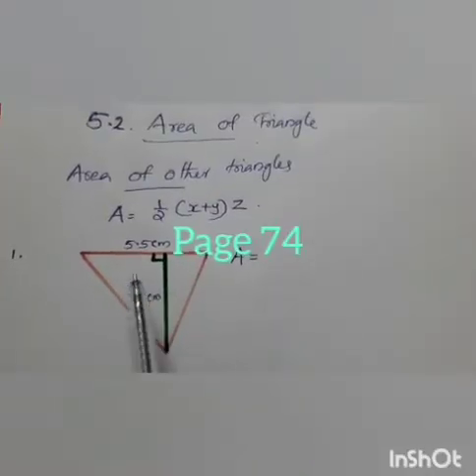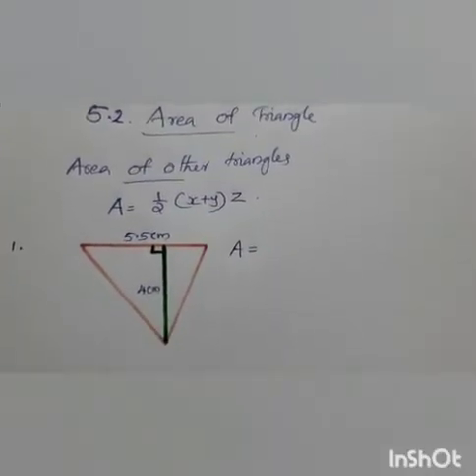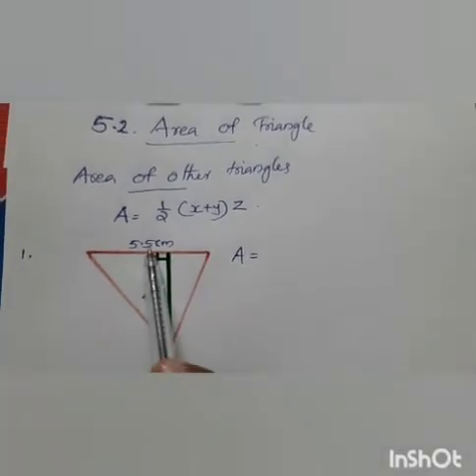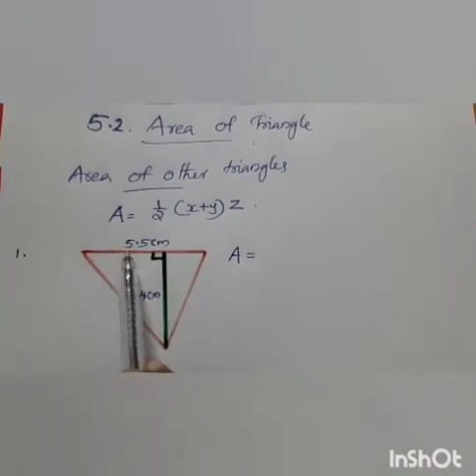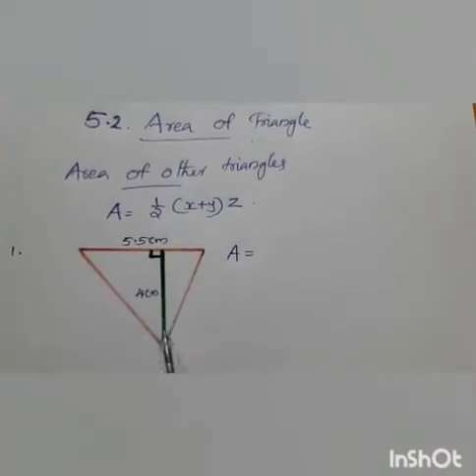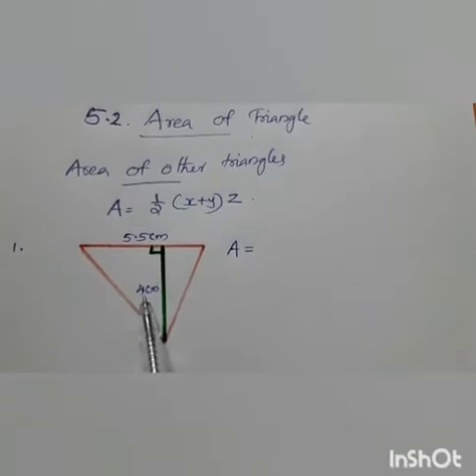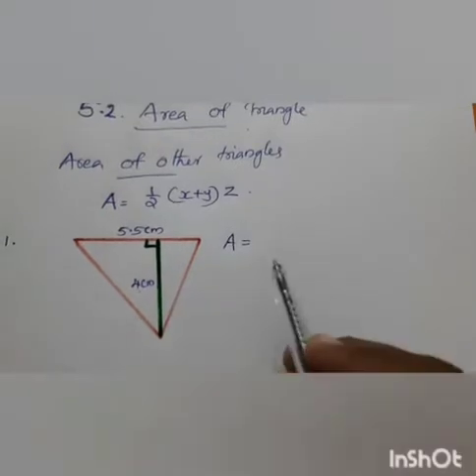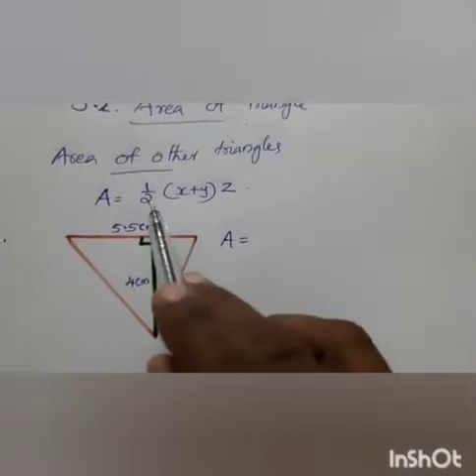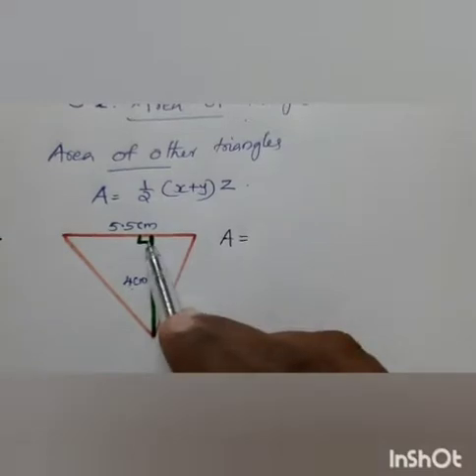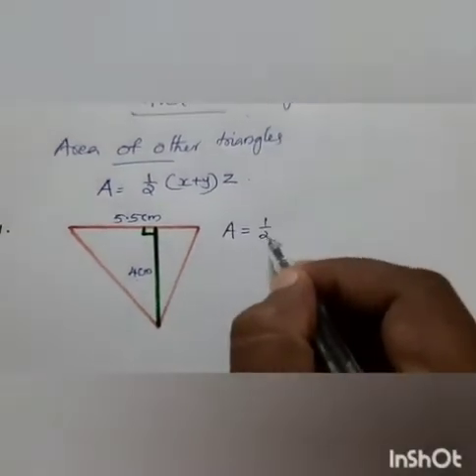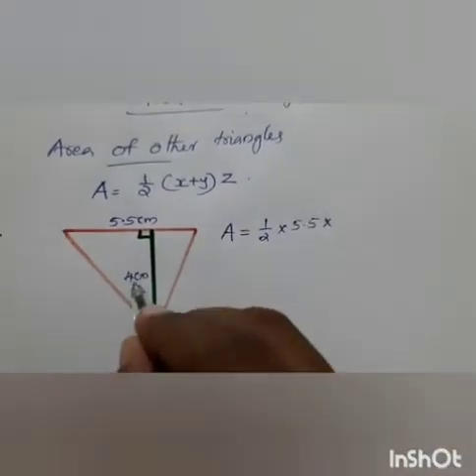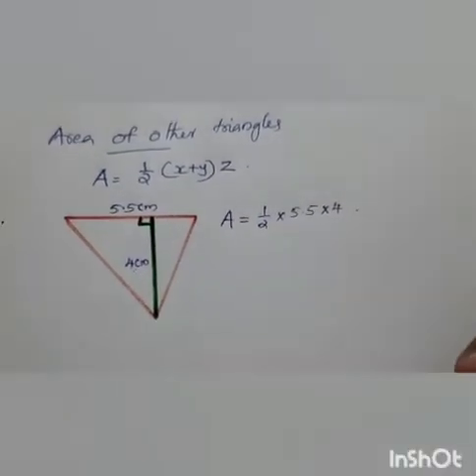See the second question. We have to find out the area of this triangle. Here the perpendicular length is given as 4 and the base length is given as 5.5. This height is given, perpendicular length is 4 centimeter. So how will you find out the area? Area is equal to half into base length into the height. So half into 5.5 into 4 centimeter.